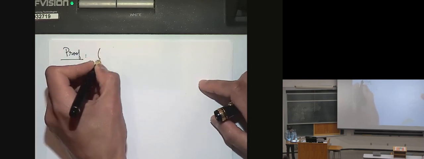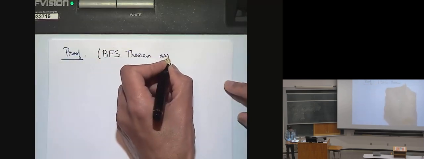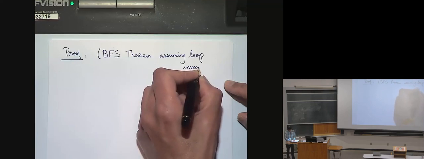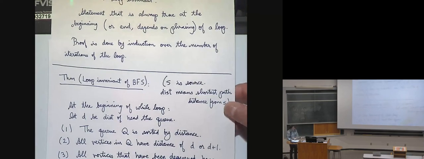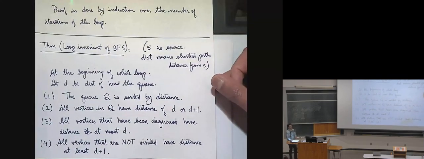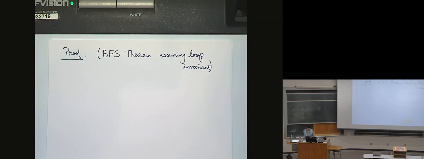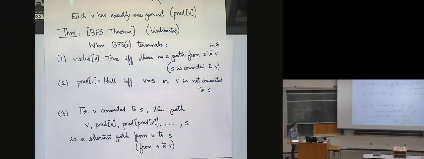So I'm just going to write down, this is a proof of the BFS theorem assuming the loop invariant. Again, one would also have to prove the loop invariant, but that is not something that I'm going to do in full glory. But I do want you to read the statement and understand what it says. So let us prove the BFS theorem using the loop invariant. The BFS theorem has three parts, one on visited, one on predecessor, one on the actual shortest path, and so we have to prove each of them separately.